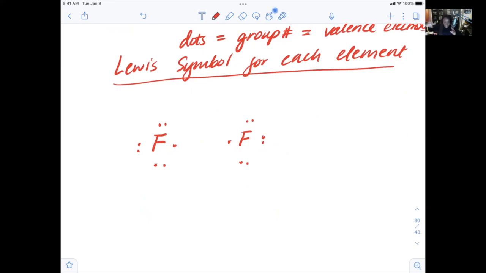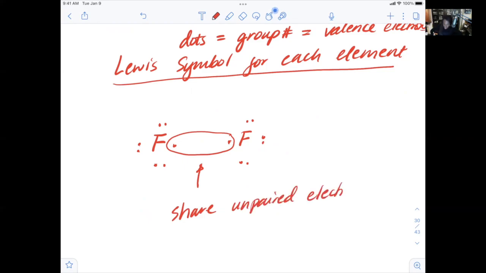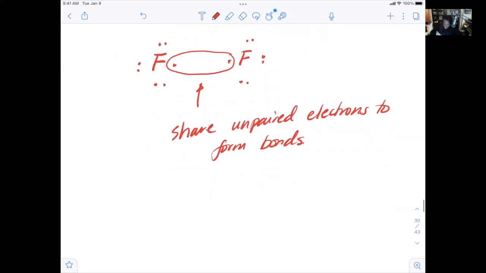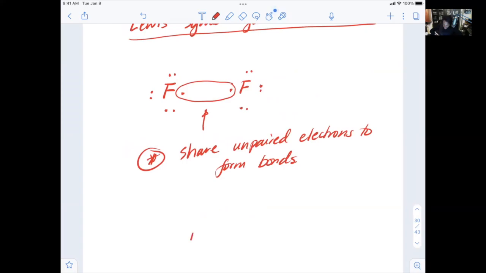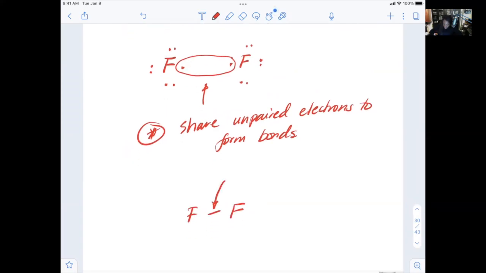What they do to achieve that state is these fluorine atoms will share unpaired electrons to form bonds, okay? That's their plan for combination. So we see right here that each fluorine combines. This line here now represents the shared electron.